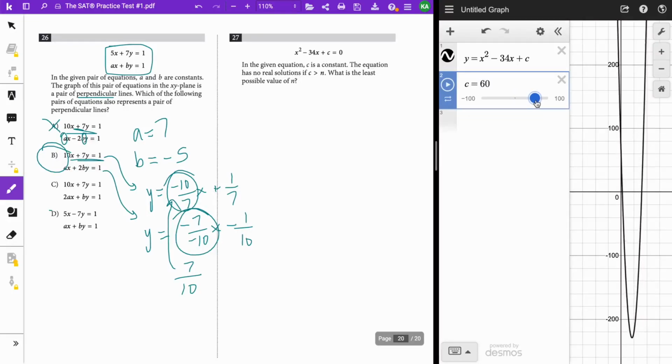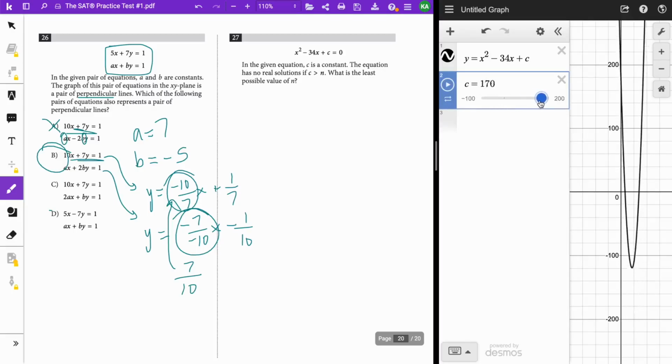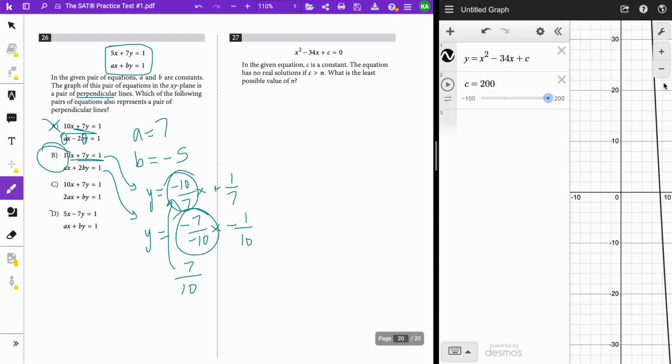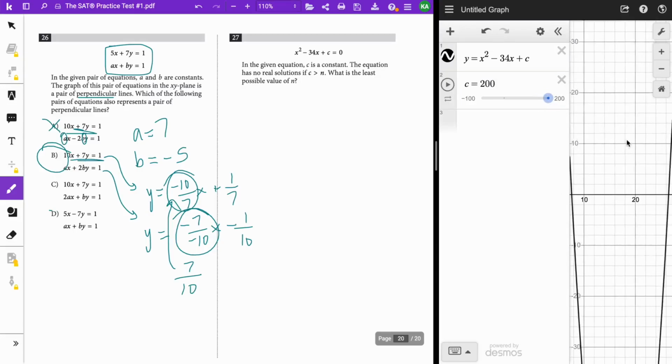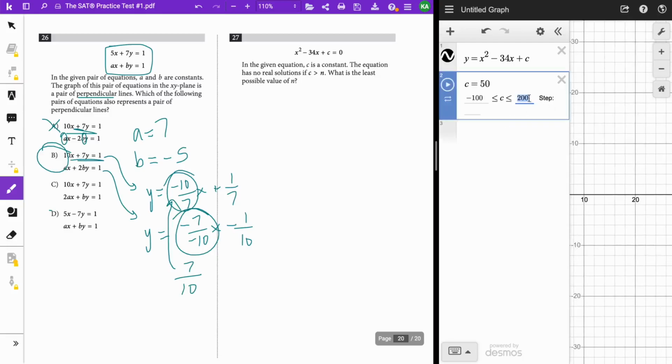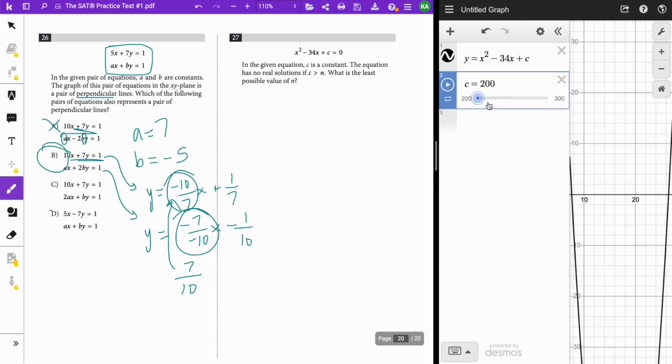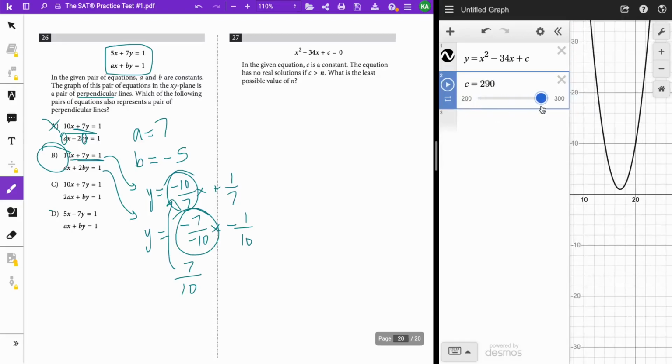Now, as I make C bigger, the graph is getting higher and higher, but what are we going to look for? We want no real solutions, aka no x-intercepts. So we want C to keep getting bigger so that this graph eventually rises above the x-axis. So let's change this to maybe go up to, I don't know, 200, and let's see if that helps us. Oh, it's getting closer, but we need to get bigger and bigger. Okay, so if I go even bigger, I'll maybe make this just 200 to 300, and let's keep making it bigger, bigger, bigger. We're getting there, boom.